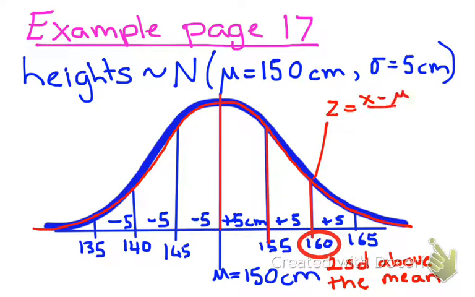If I was to convert this using our little formula, x minus mu over sigma, then I'm going to end up with 160, which is my data value, subtracting the population mean of 150, divided by the standard deviation of 5, and that's going to give me a value of 2. So this is confirming that we are 2 standard deviations above the mean, and for a z distribution with a mean of 0 and a standard deviation of 1, that gives us our value of 2.